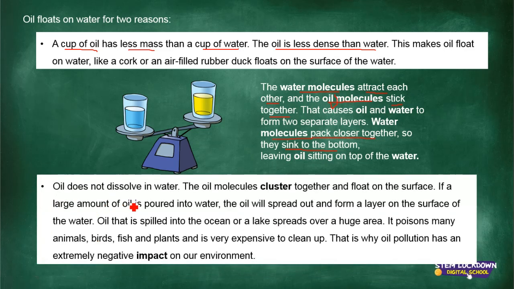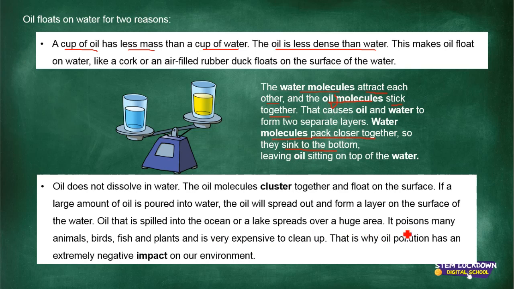So oil does not dissolve in water. The oil molecules cluster together to float on the top. Cluster together means that they stick together. If a large amount of oil is poured on water, the oil will spread out and form a layer on the surface. Now, you can apply this to the oil spills in the oceans, that when we hear that the oil has spilled in lakes, it covers a huge area.